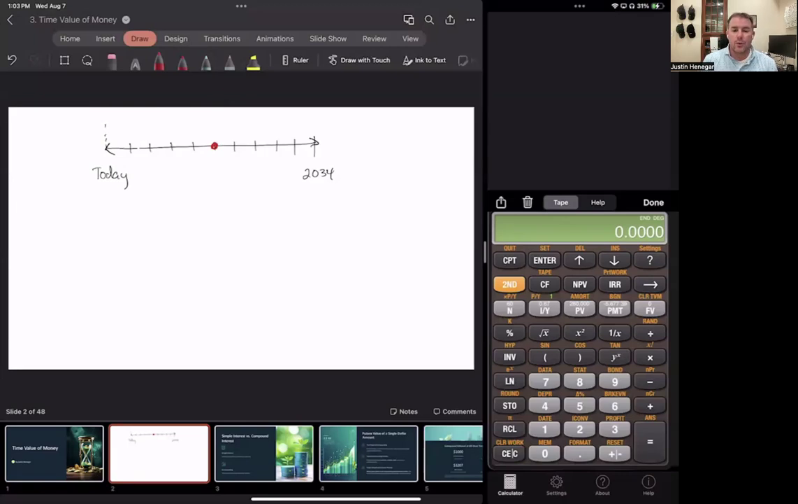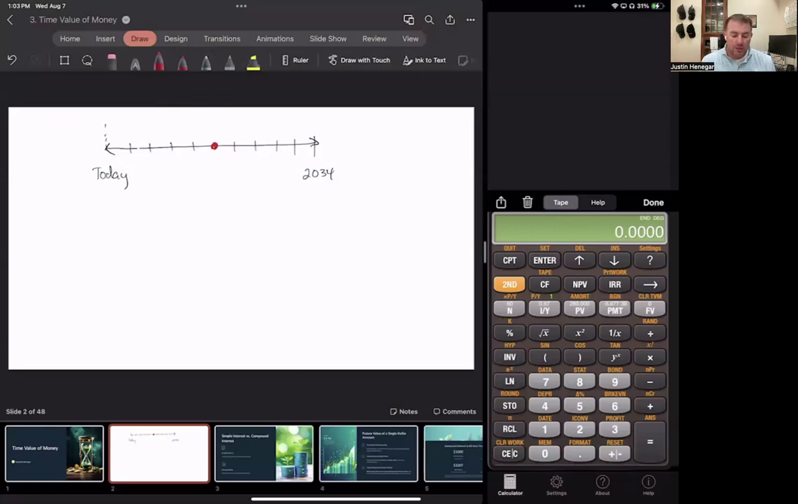We want to make sure that we understand what time value of money is and why it's so valuable, because we can take money today and move it out into the future, but more specifically, we can take future money and bring it back to today. What do I need today in order to accomplish some future goal?